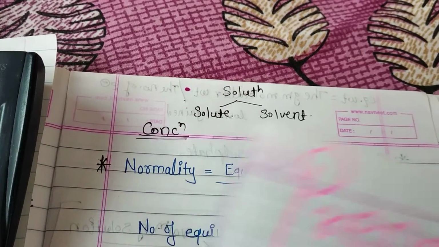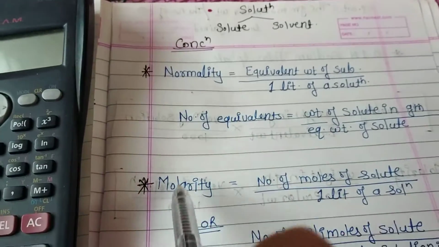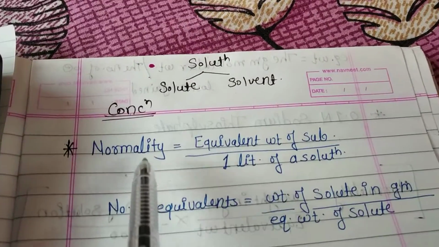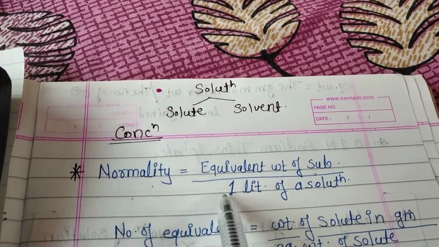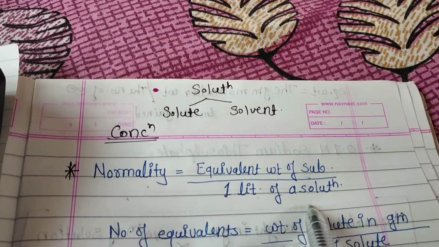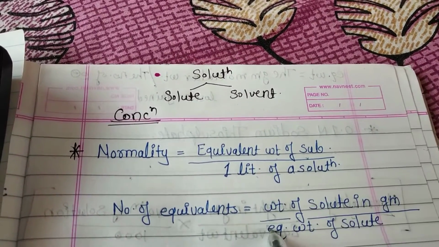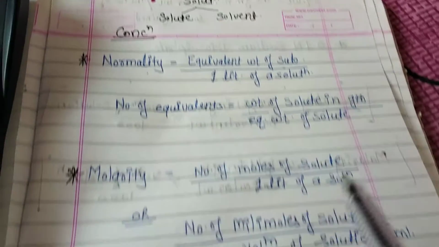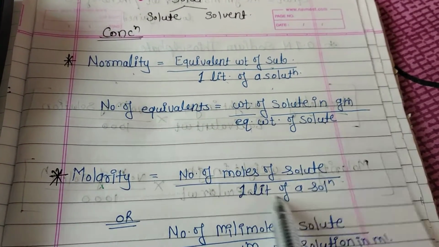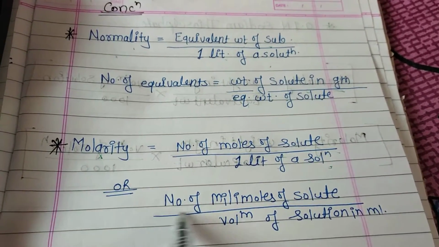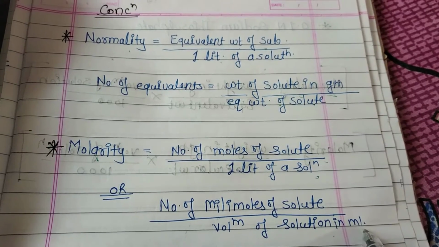So concentration is expressed in two forms. First one is normality and second one is molarity. So what is meant by normality? Normality is the number of equivalents of substance per 1 liter of the solution, and number of equivalents means weight of solute in gram divided by equivalent weight of solute. Molarity is the number of moles of solute per 1 liter of the solution, or number of millimoles of solute per volume of the solution in milliliter.